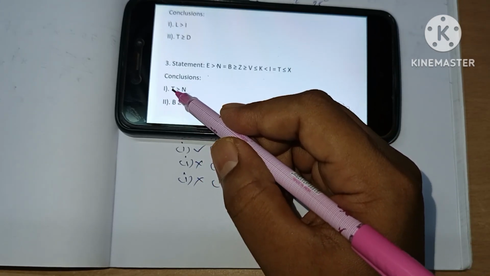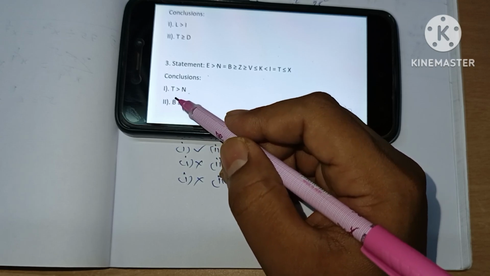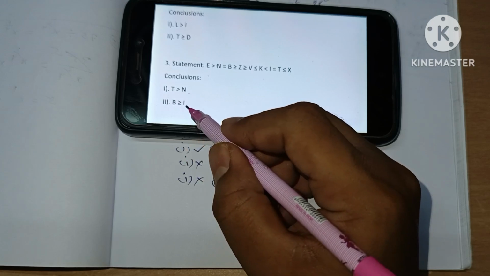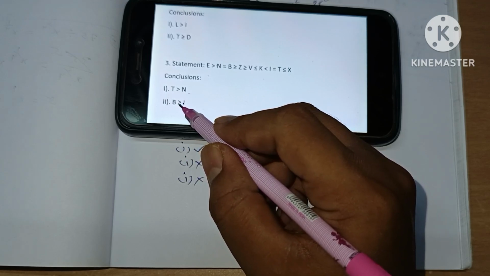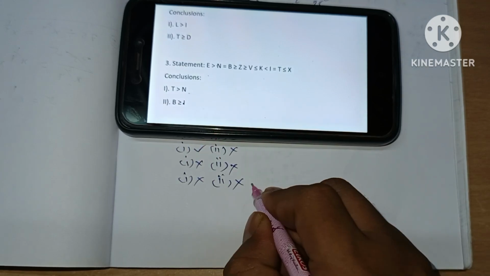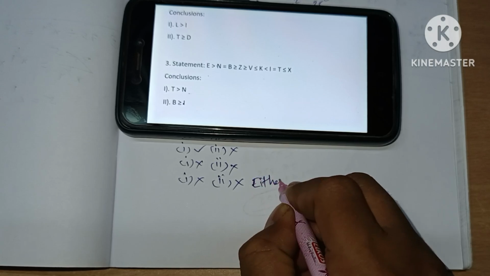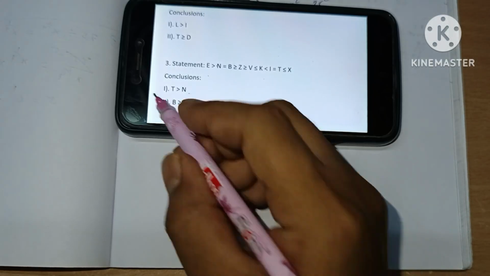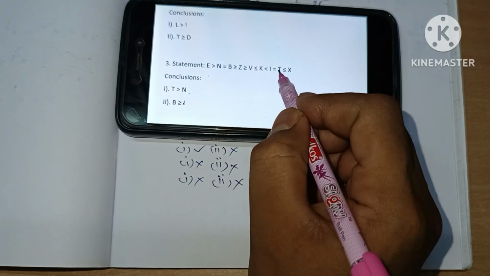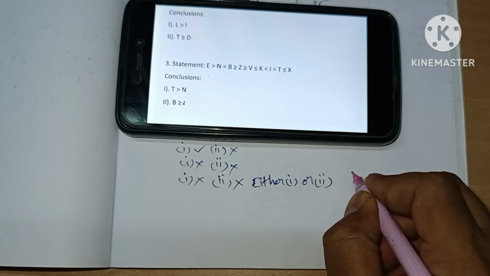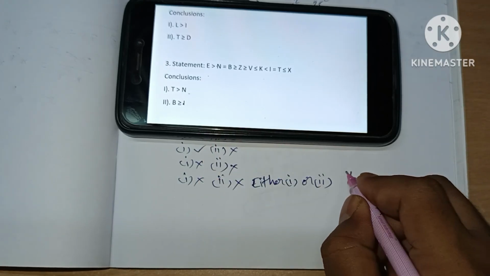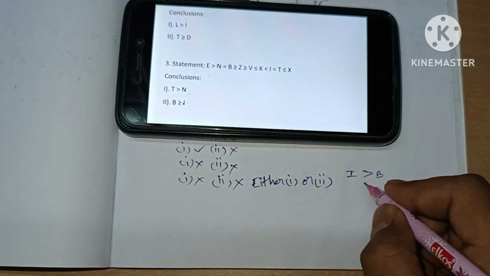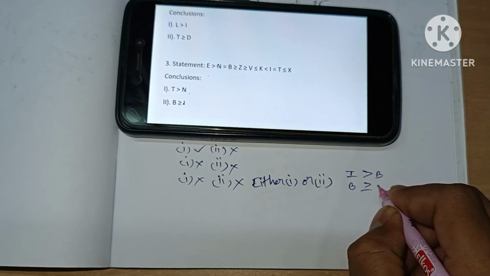Let's see here, N and B are equal, T and I are equal, so T is greater, T is lesser, T is equal to, so it is either or case, either 1 or 2 is the answer for the third question, because here T is nothing but I. So in the first conclusion we can replace T as I greater than, N as B. Second conclusion will be B greater than or equals to I.